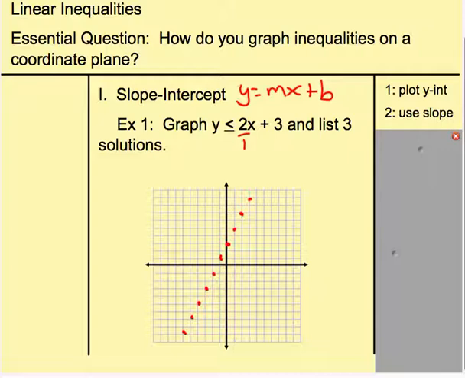Before you make your line, this is the part most students forget because you're so used to just throwing a line after you've plotted your points, you need to ask yourself, is your line solid or dotted? There's two differences between graphing an inequality and graphing a regular line. One is that you might have a dotted line for the same reason that you would have an open circle on a single number line. This is less than or equal to, so we will have a solid line on this one.